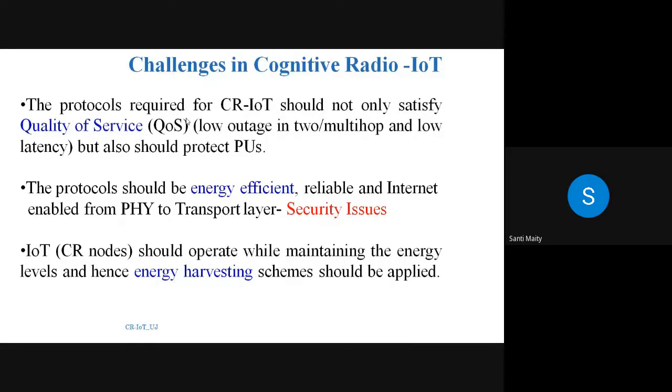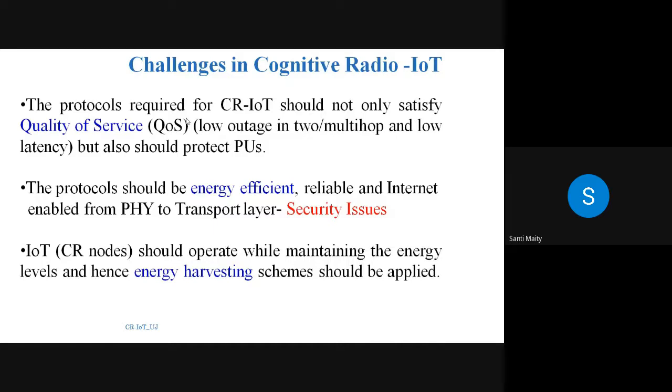And if we have multiple long distance coverage, as I say, for a wide range of coverage, you have to go for CR-IoT applications, and there are multiple links. So if one link fails, there will be a total connectivity problem. So you have to consider individual link outages, and that is an important issue.